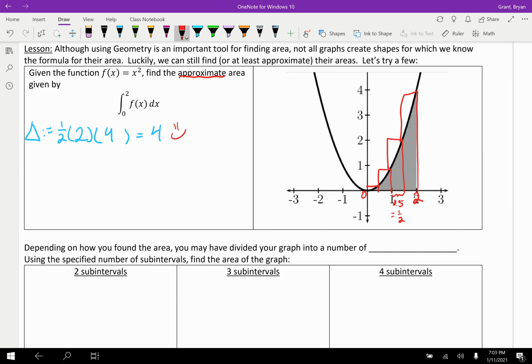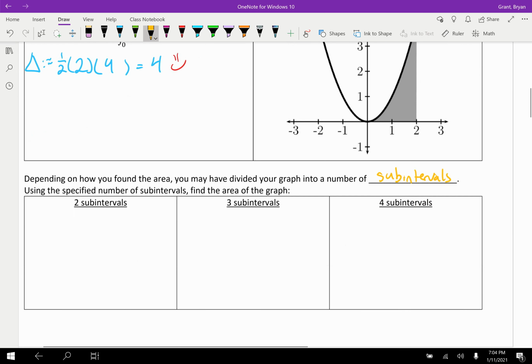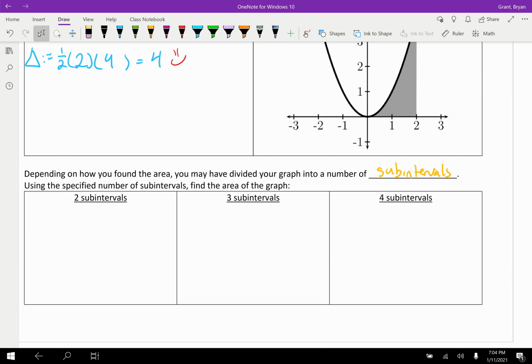And that actually looks even more accurate than when I did the 2 subintervals, right? Those 2 subintervals had one here and a second one up here. Yeah, they have all that extra space that we don't want, so I think I've gotten more accurate. This process of using more rectangles to get a more accurate approximation of the area is what we're going to focus on for today. So, depending on how you found the area, you may have divided your graph into a number of subintervals. Using the specified number of subintervals, find the area of the graph.